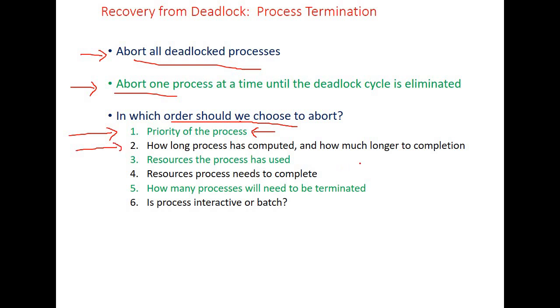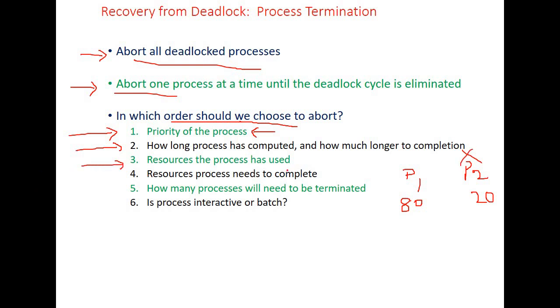Next one is how long a process has completed, and how much longer it needs to complete. Assume that there are two processes, P1 and P2. P1 completed 80% of its execution. P2 completed only 20% of its execution. Then in this case, P2 will become the victim process.